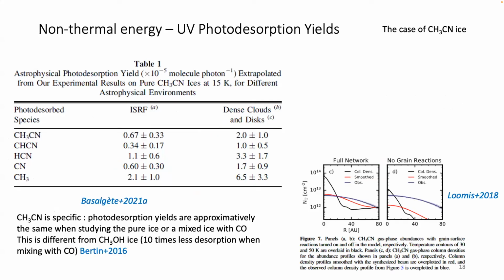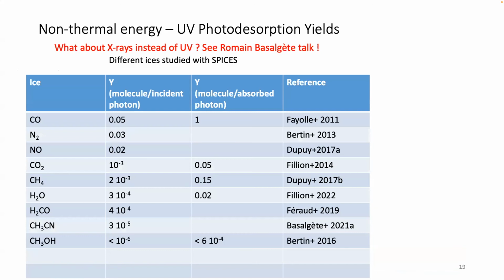I also wanted to say that we studied the CH3CN ice, which was pure, but also a mix with CO. And what we found is that there is no strong influence of the CO matrix on the desorption yields. This is quite different from what was obtained with methanol ice. This was published by Mathieu Bertin in 2016. So in this case, there was a huge effect of the CO matrix on the desorption of CH3OH.